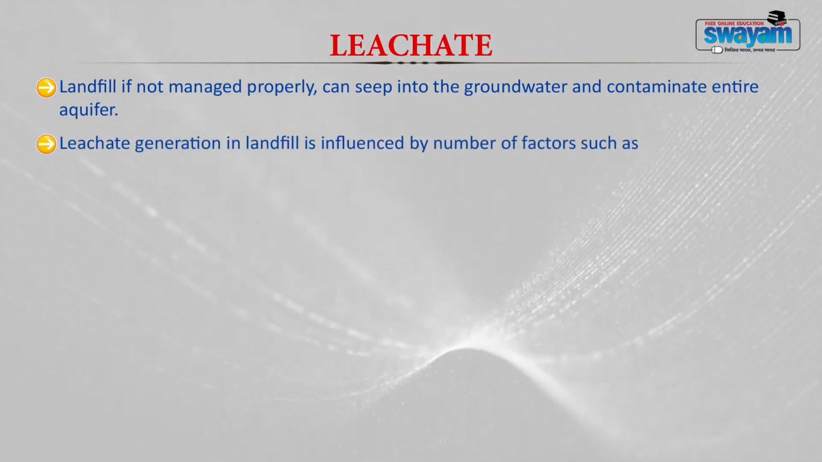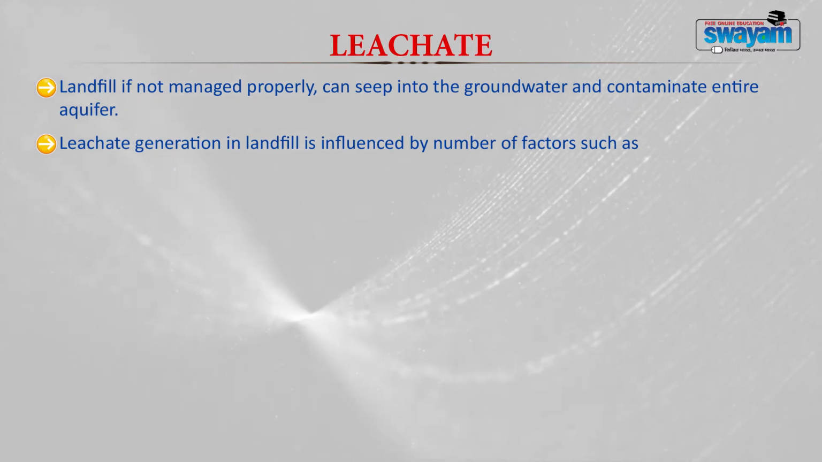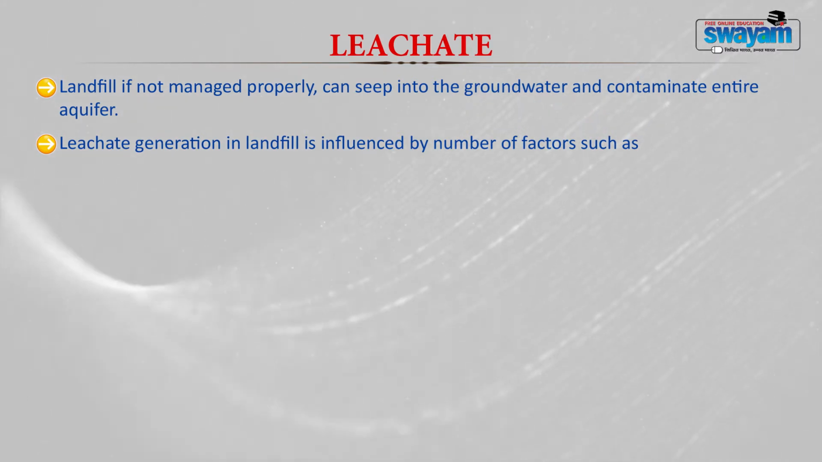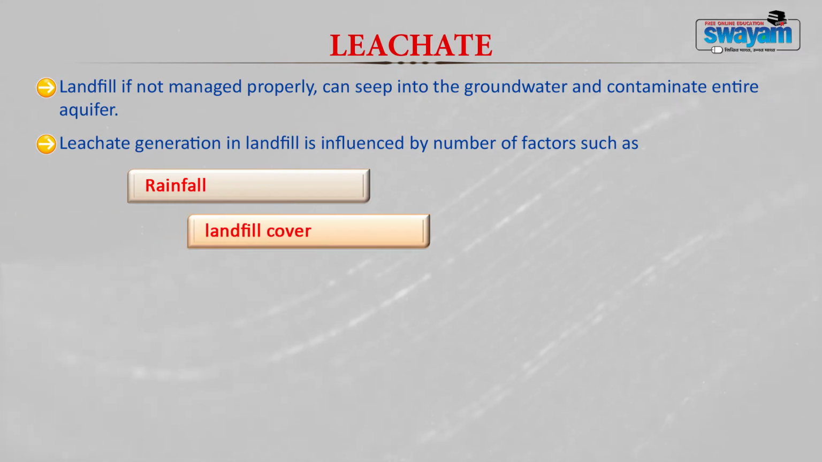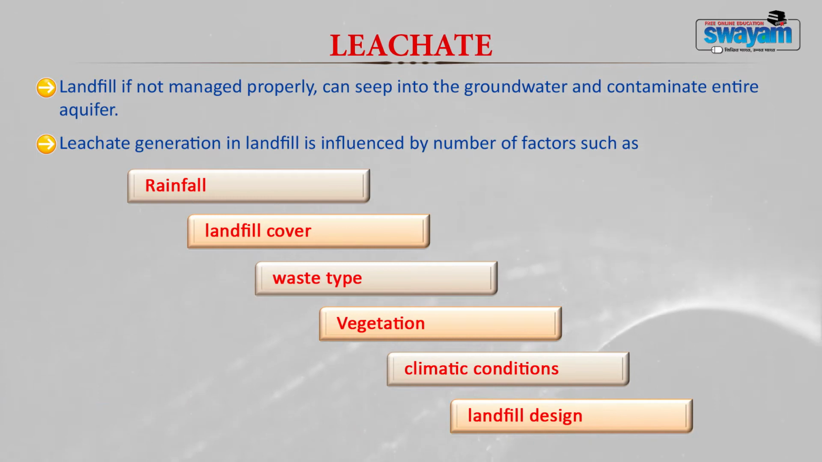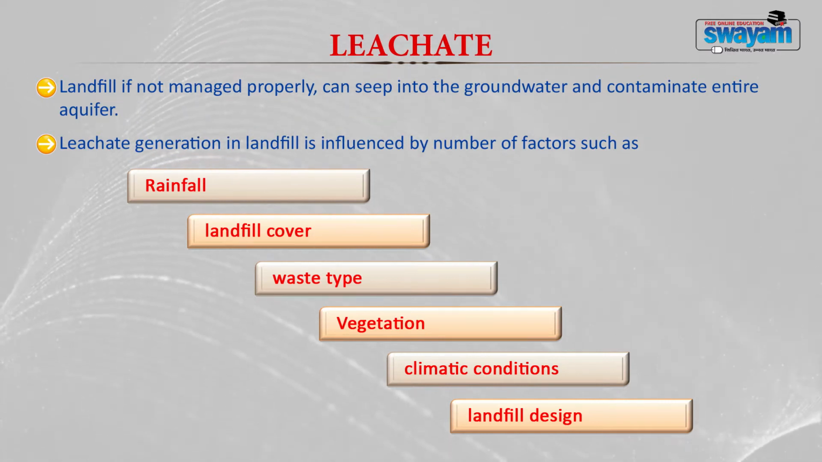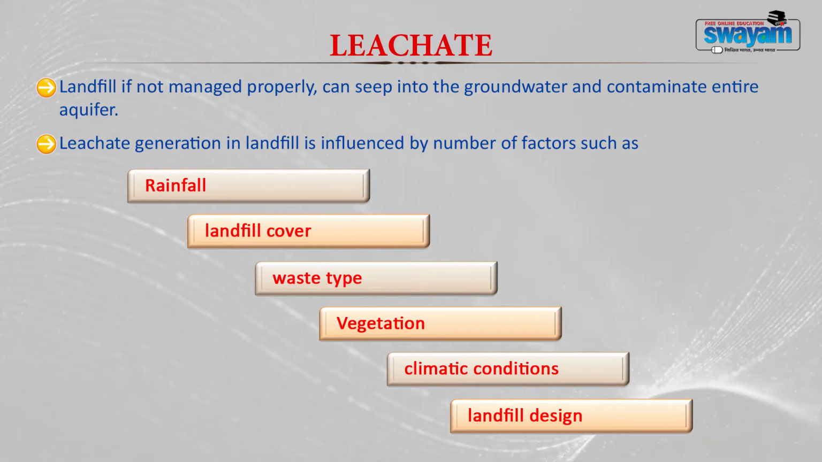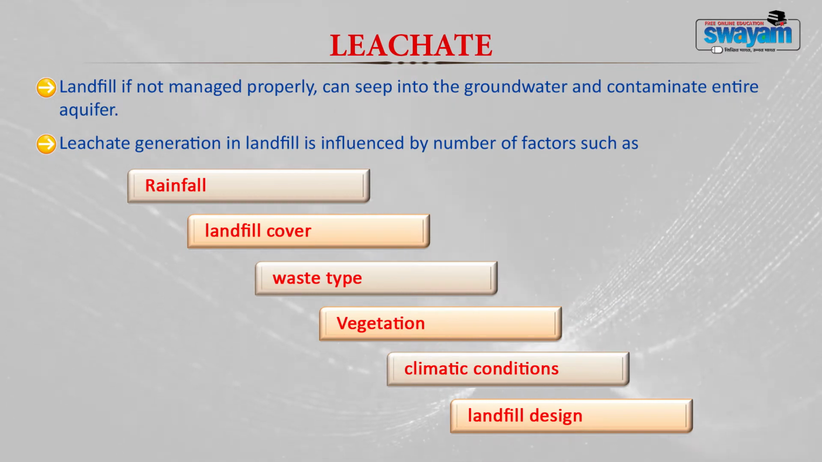Landfill leachate generation is influenced by a number of factors like rainfall, landfill cover, waste type, vegetation, climatic conditions and landfill design. When there is precipitation, a lot of water enters through the waste and this will add to the leachate quantity. Likewise, if you do not have a proper landfill cover, then again the surface water or the rain water will enter into the waste and will increase the leachate quantity. The waste type also influences the quantity of leachate generation.